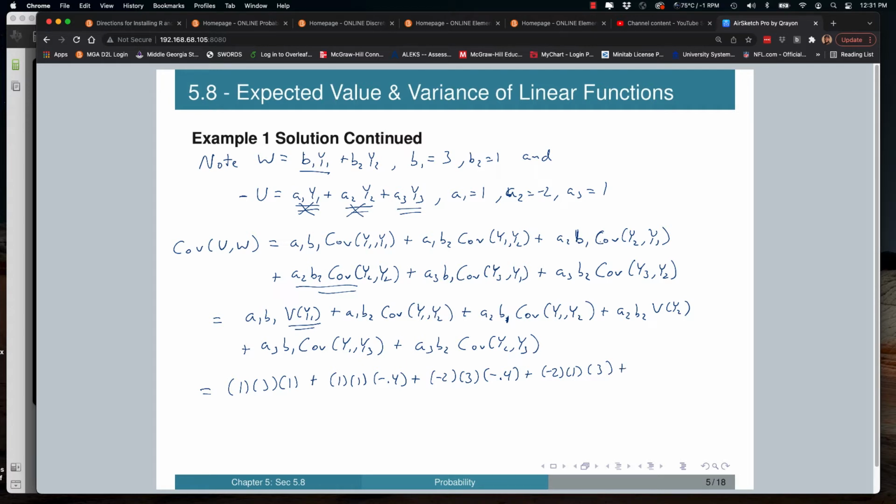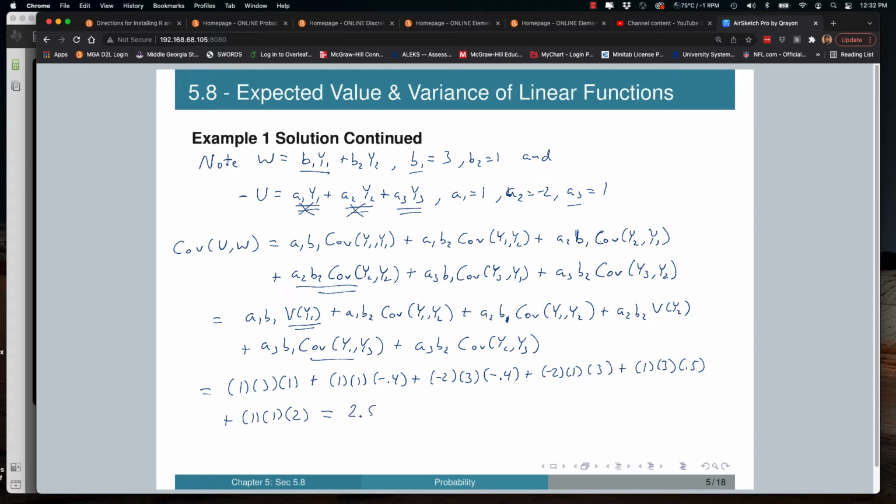Plus a sub 3, b sub 1 now. That's 1 times 3 times the covariance of y sub 1, y sub 3, which from the previous slide was 1/2 or just 0.5. And then lastly, the a sub 3, b sub 2. A sub 3 is 1, b sub 2 is 1, so we get 1 times 1 times the covariance of y sub 2, y sub 3, which is 2, I believe. Yes, it's 2. All right, all that work just to figure out that the covariance of u and w, the linear combinations, is just 2.5.